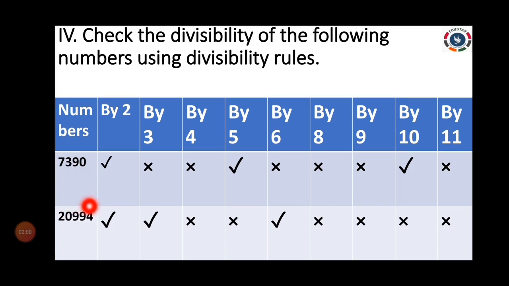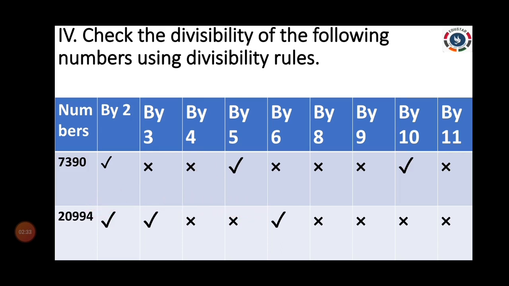20,994. Okay, so in the ones place 4 is there, so it is divisible by 2. So I put a tick. And rule 3, sum of all the digits. So you are getting 24, it is divisible by 3. So I put a tick. And 4, last 2 digits 94 divided by 4, you are getting remainder, so it is not possible, so it is not divisible by 4.